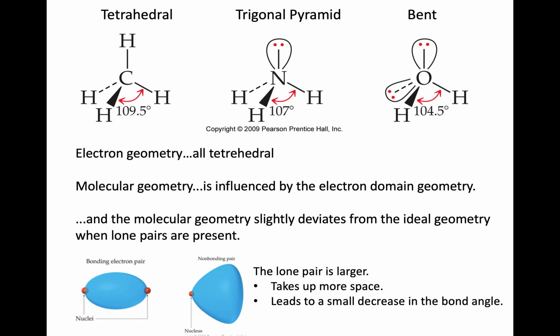And we see that the molecular geometry also slightly deviates from the ideal geometry when lone pairs are present. It appears that the lone pair is taking up more space than the single bond, and this leads to a slight decrease in the bond angle. How much? Well, in an ideal tetrahedral, they're all 109.5. In a trigonal pyramid, it's down to 107, and in this bent structure, 104.5. So a small decrease from the ideal.